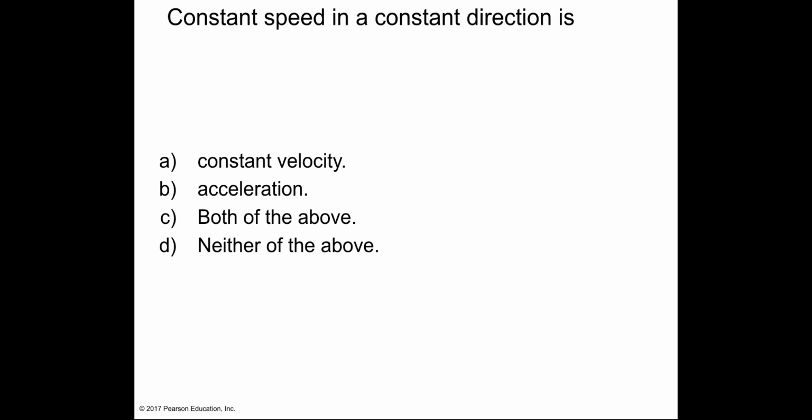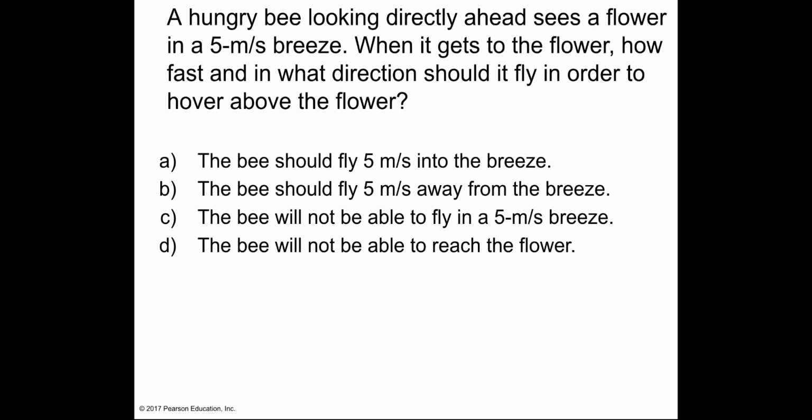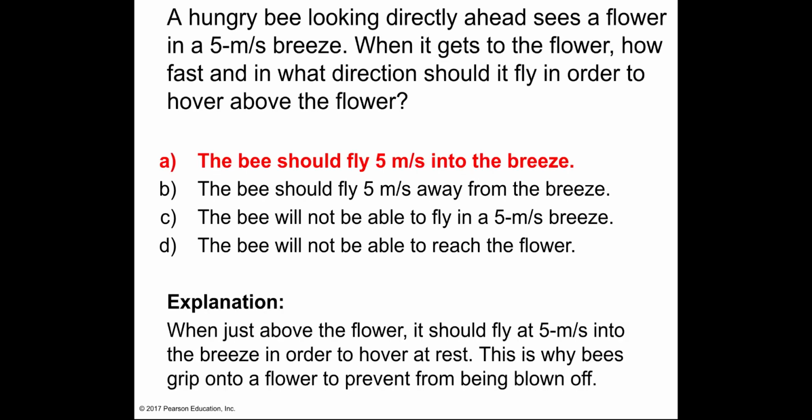So constant speed in a constant direction is constant velocity. Okay? Because when you add direction to speed, it gives you velocity. A hungry bee looking directly ahead sees a flower in a 5 meter per second breeze. When it gets to the flower, how fast and in what direction should it fly in order to hover above the flower? We've seen this question in class. The bee should fly 5 meters per second into the breeze.